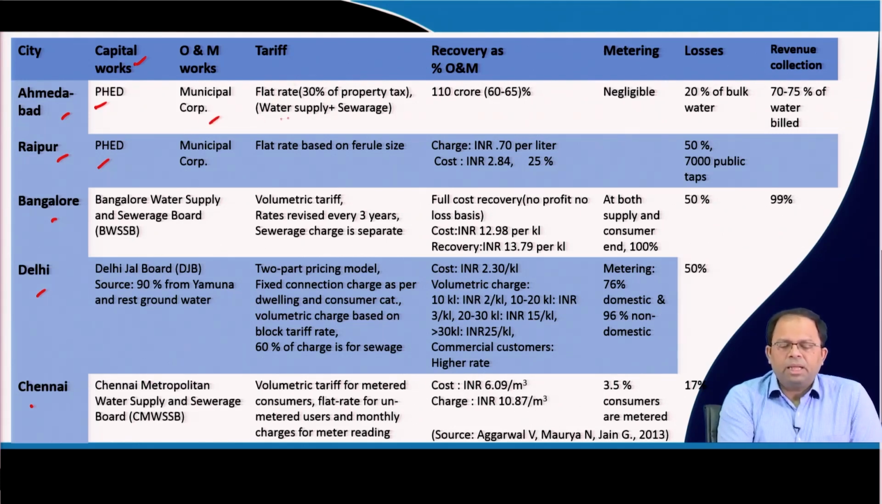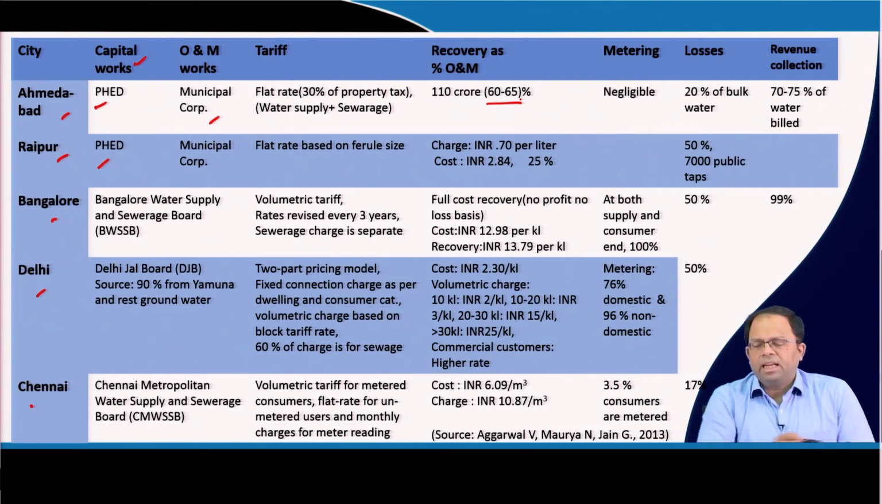In case of Ahmedabad, a flat rate of 30% of property tax is being charged, and water supply and sewerage are done together. Total recovery is around 110 crores, which is about 60% of the overall operation and maintenance cost. Metering is negligible, and losses are around 20% of the bulk water. On revenue collection, around 70 to 75% of the billed value is actually obtained, so collection efficiency is around 70 to 75%.